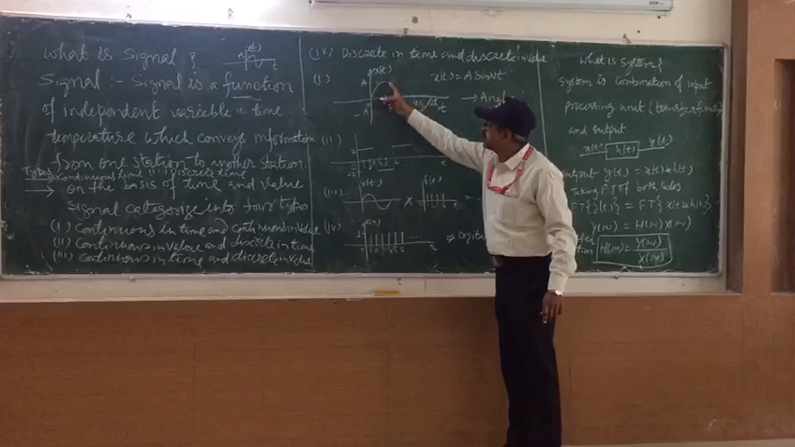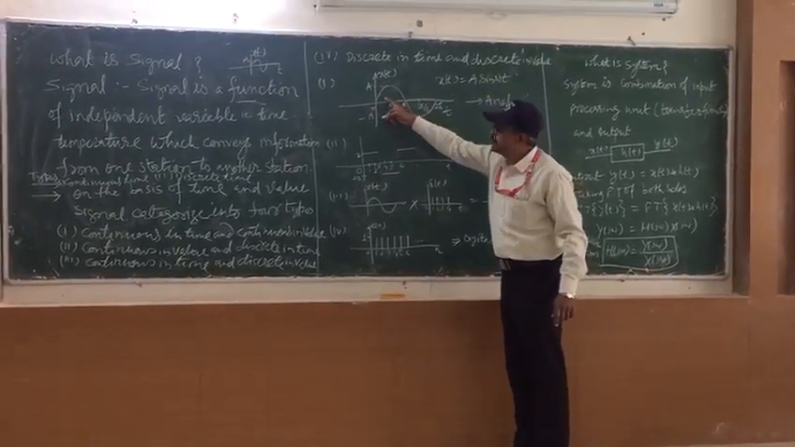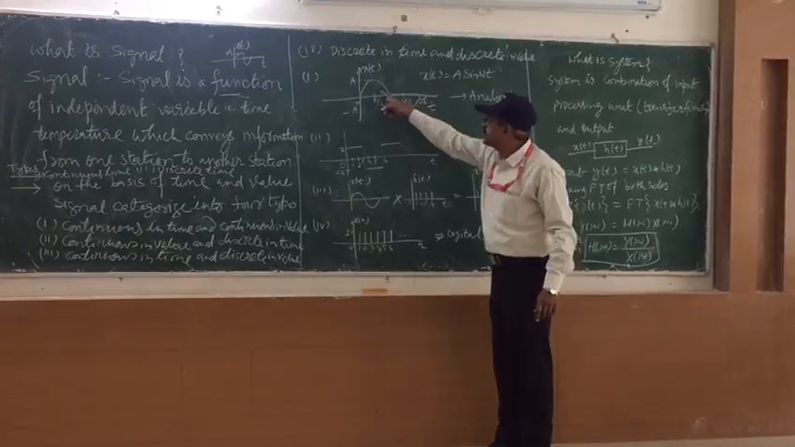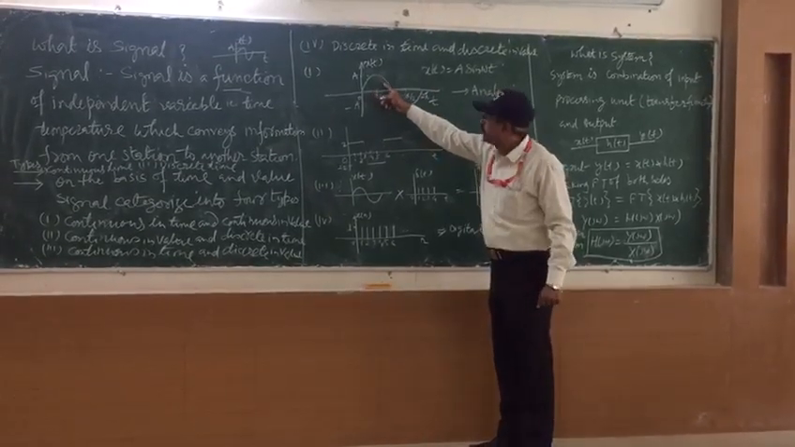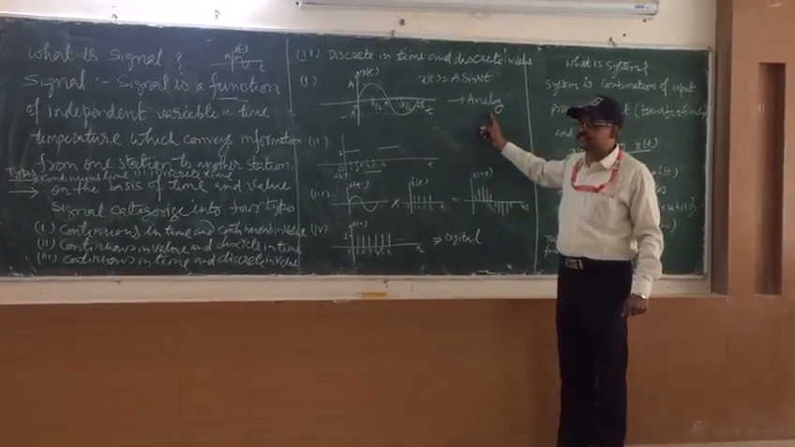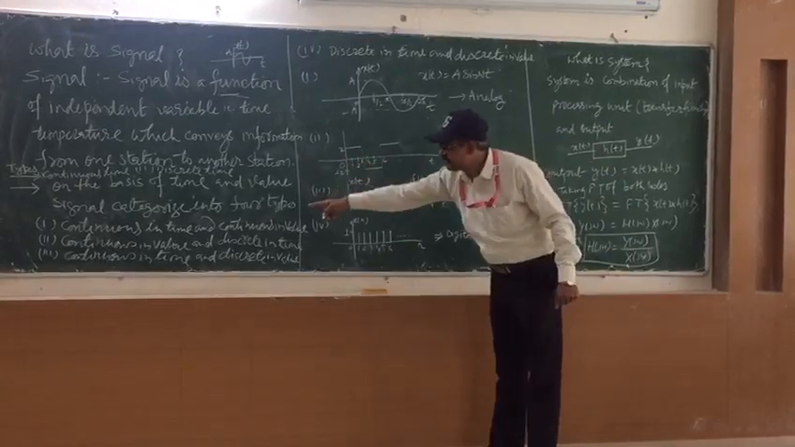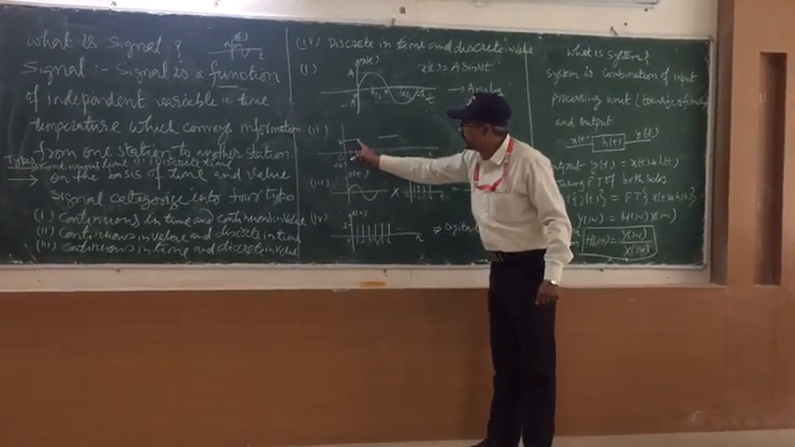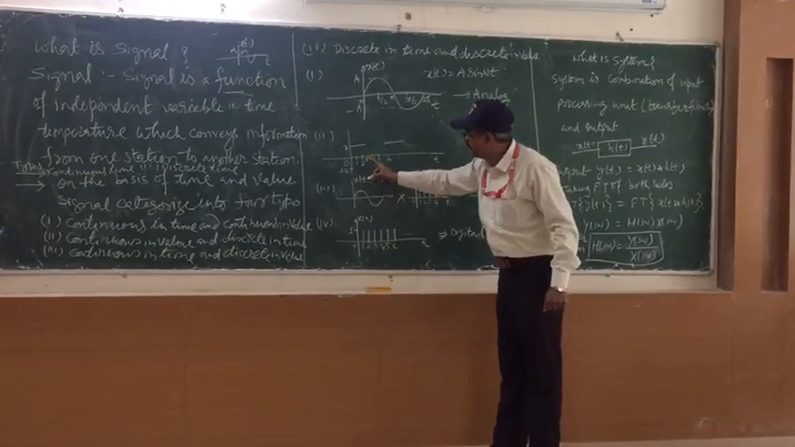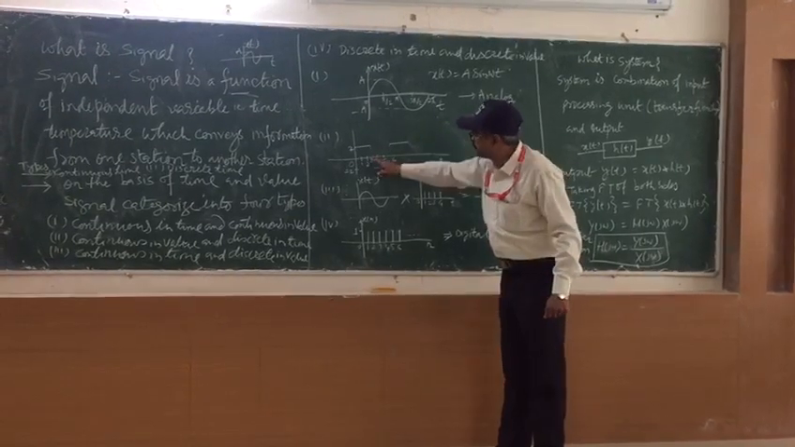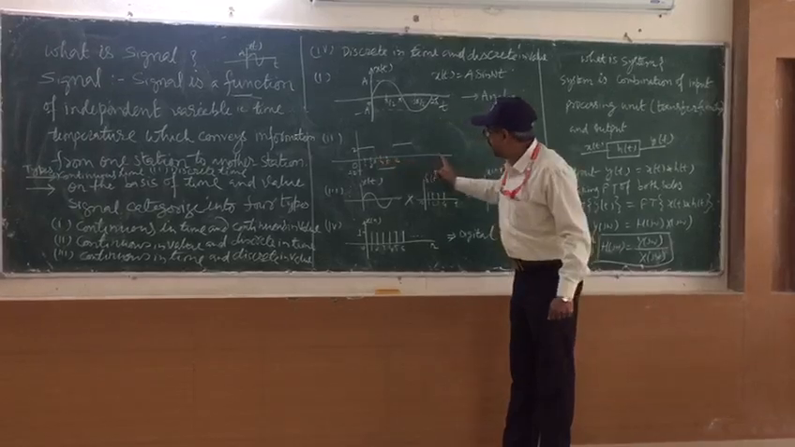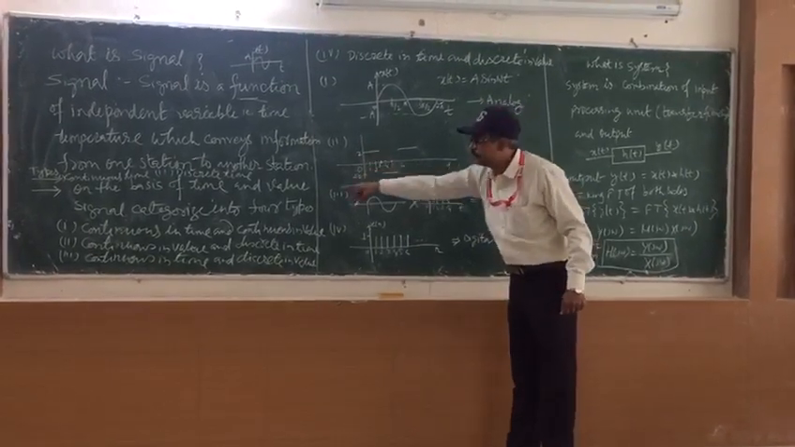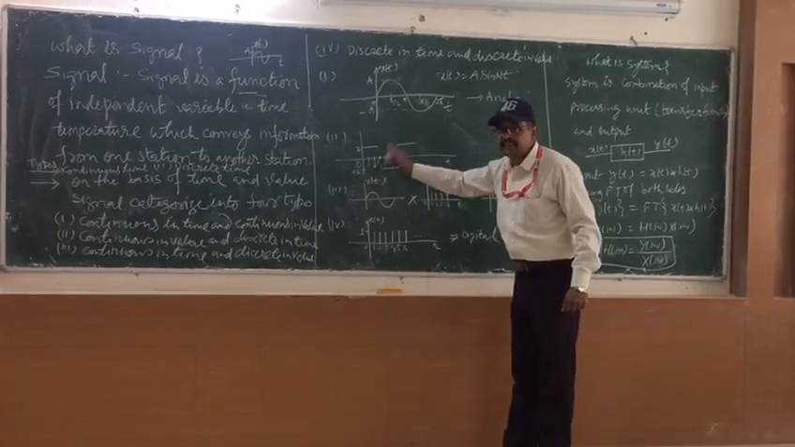First, continuous in time and continuous in value both. See here, this function has a value for each instant of time. So we can say that time is continuous and its value is also continuous. This type of signal is known as an analog signal. Then the second one, continuous in value but discrete in time. For each value of time here, this signal contains some value like 2. But here there is a break, and this break shows the time is discontinuous. It means for this time there is no value for this signal. So it is continuous in value but discrete in time.